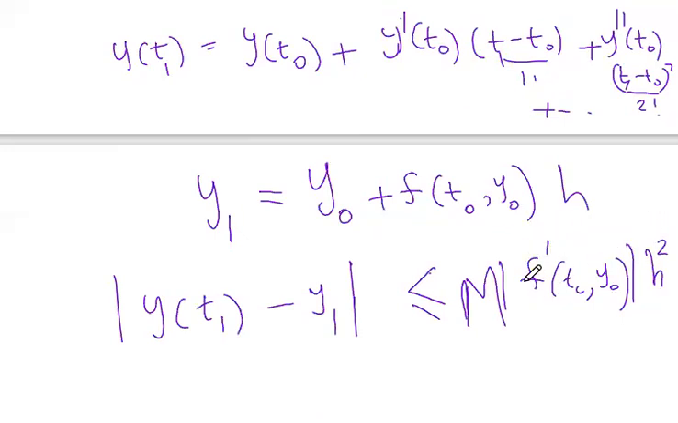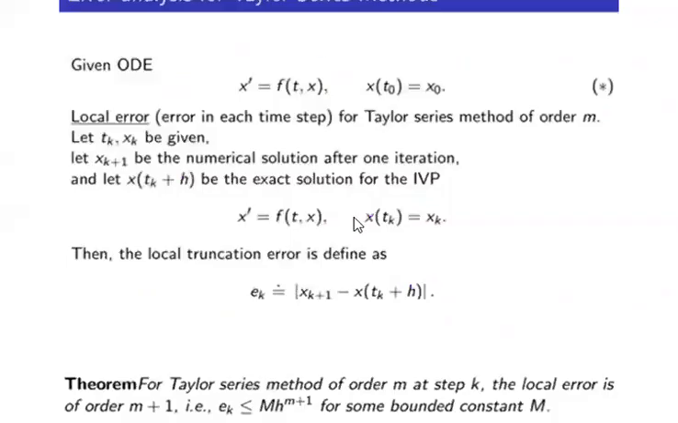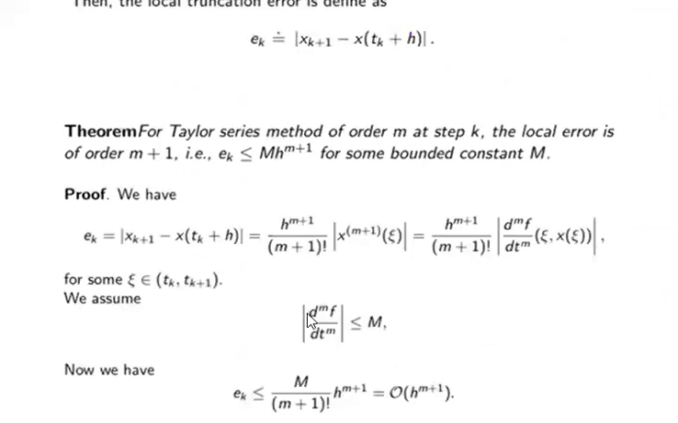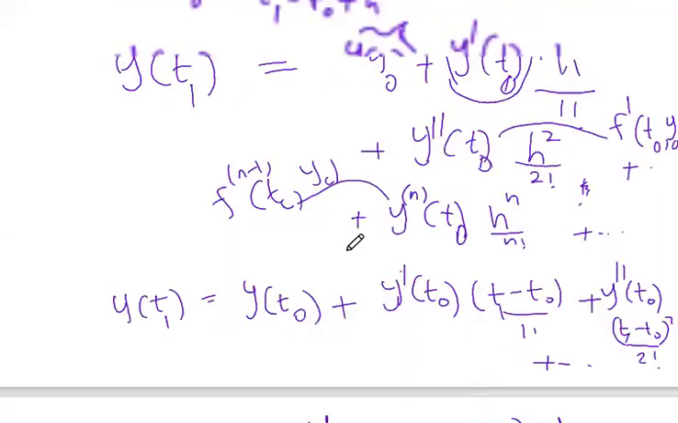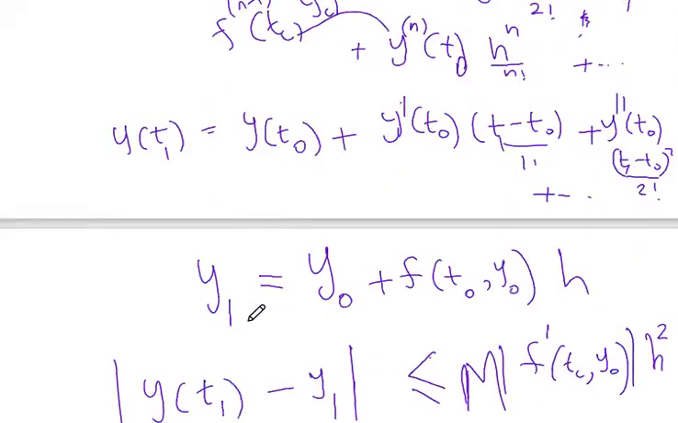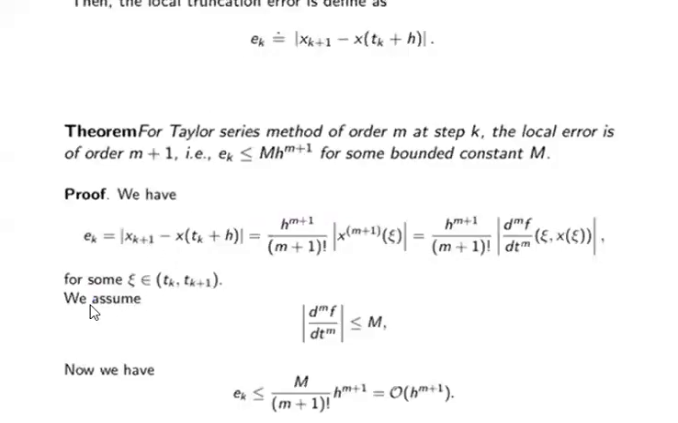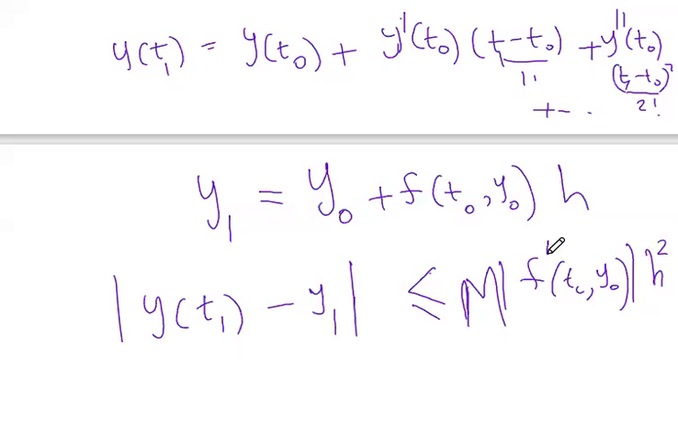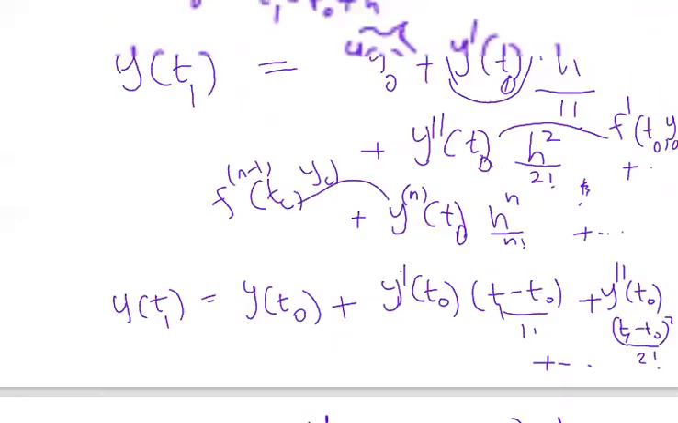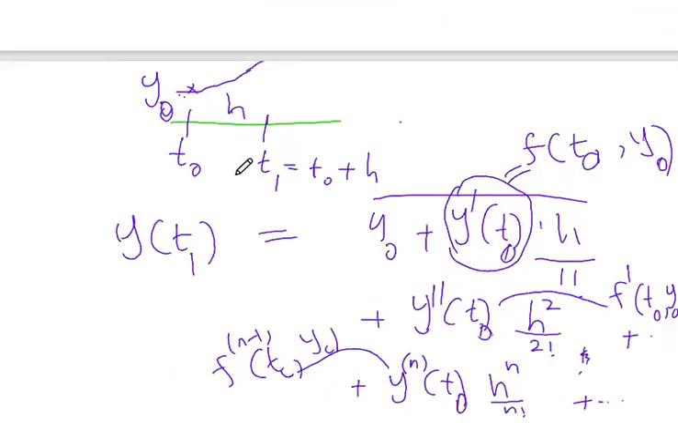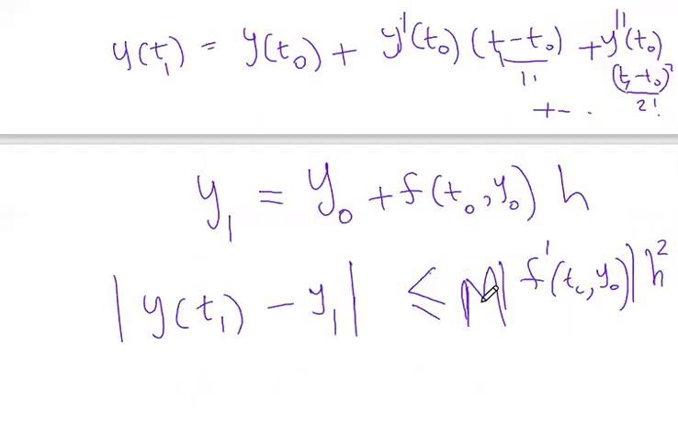So let's assume this is differentiable and finite. We have to assume that f prime is bounded on this interval. Otherwise, if this is unbounded, we cannot talk about an upper bound of the error. So we have to assume the first derivative of the slope function is bounded on this interval, right? Then we can get an upper bound for the error.